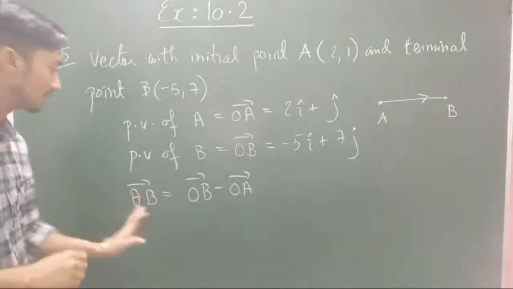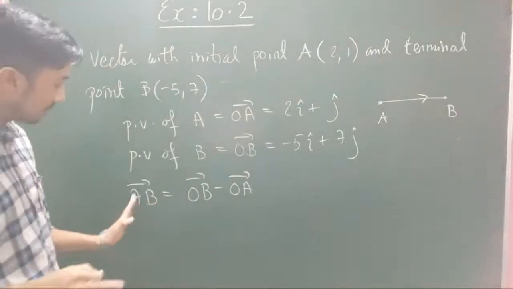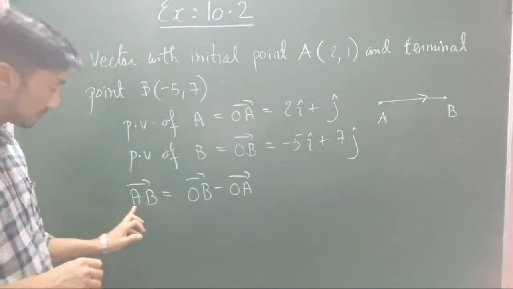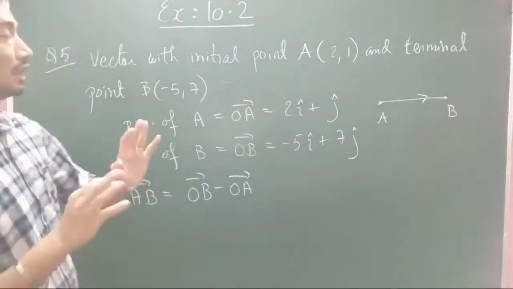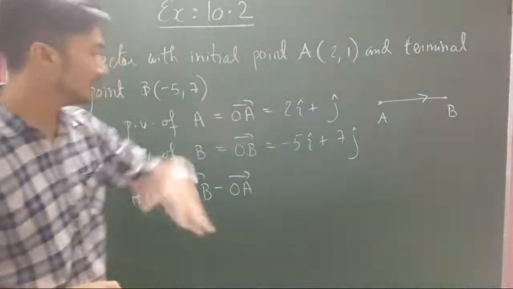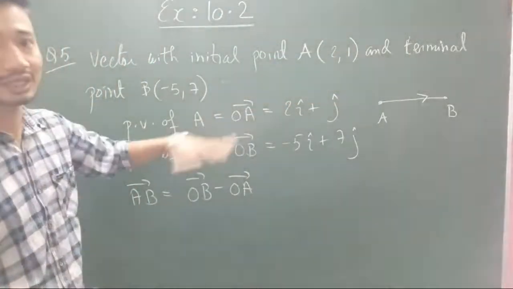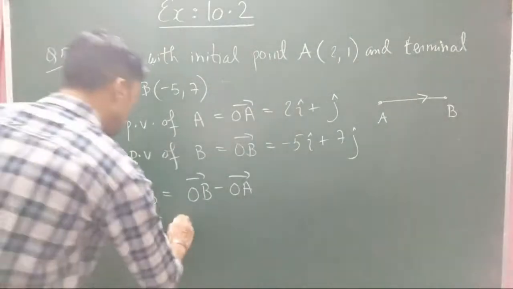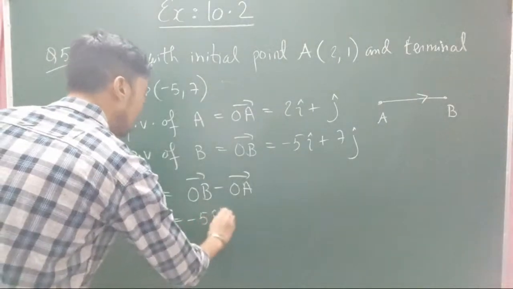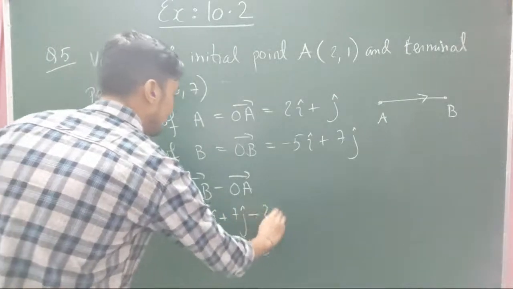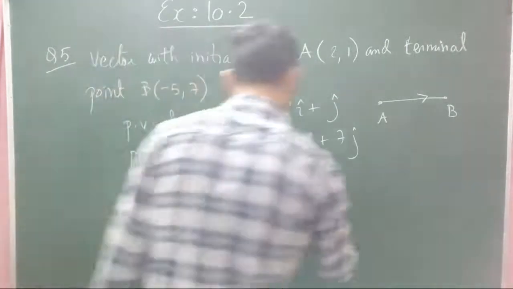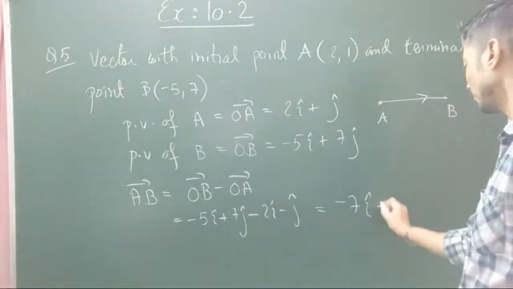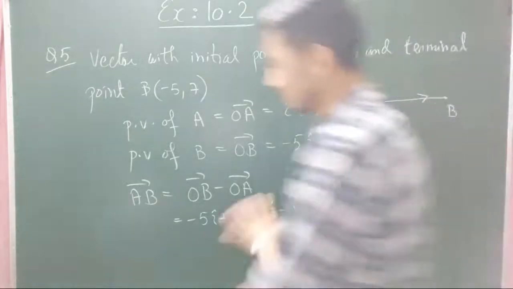Whenever you go for the AB vector, it should always be the position vector of B, the second one, minus the position vector of A. Always remember that. And whenever coordinates are given, try to get the position vector of the given points. That will definitely help you ease your problem. So OB minus OA, so minus 5i plus 7j minus 2i minus j. So that would be minus 5 minus 2, minus 7i, 7 minus 1, plus 6j. So this is the vector AB.